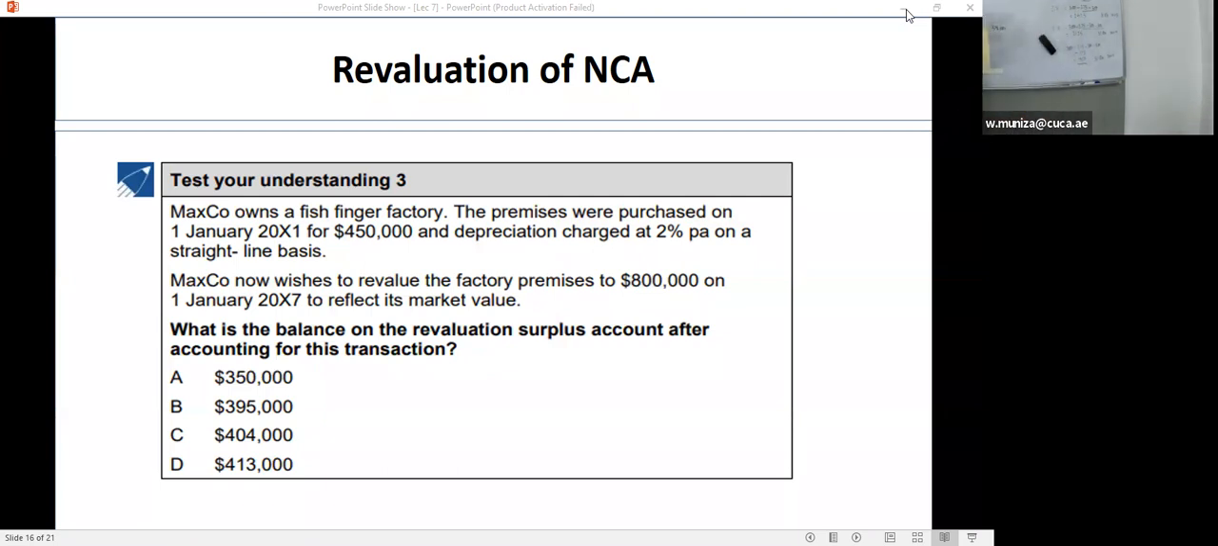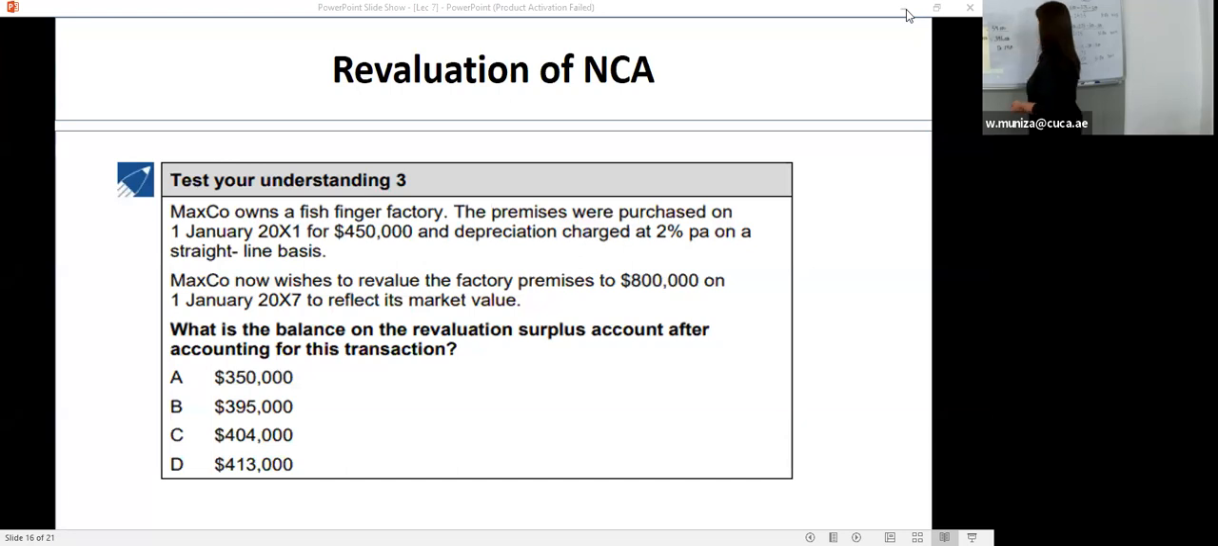So what will be the carrying value at January 1st, 2007? Cost has been 450,000 minus accumulated depreciation of 54,000. What is the carrying value? 396,000. 396,000 is the carrying value. Okay. What is the revalued amount? 800,000. Can you pass the accounting entry? What accounting entry is going to be passed at the time of revaluation?